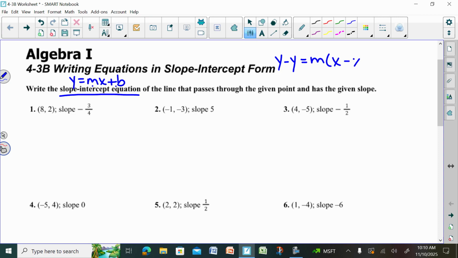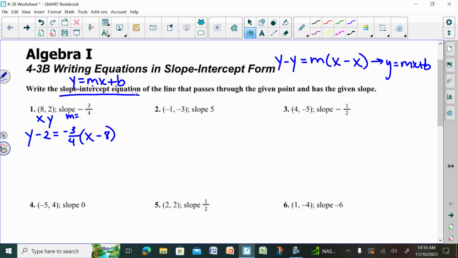So for the most part, if we stick with point slope form and then transfer it into slope intercept form, it'll work. So we've already practiced doing that. We just haven't quite done it this way. So number one, they're giving us the ordered pair, x, y. They're giving us the slope value of -3/4. So we're just going to put it into point slope form. y minus 2 equals -3/4 times the quantity x minus 8. And so there's our point slope form.